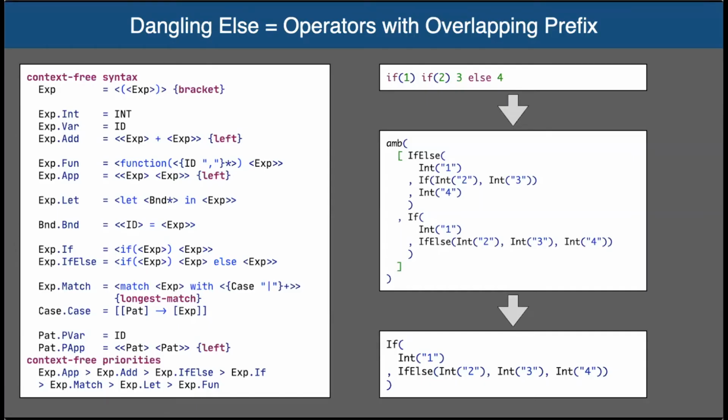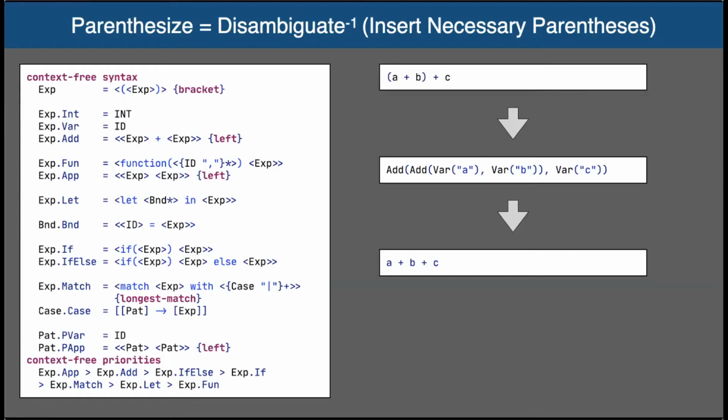Well, so one interpretation of disambiguation is during parsing, where you make sure that you select the right parse tree. But another advantage of having this as separate rules is to use these for parenthesization, so to insert parentheses when formatting.